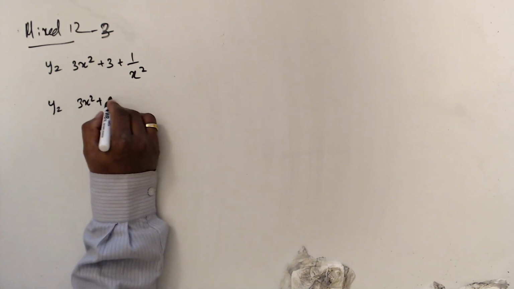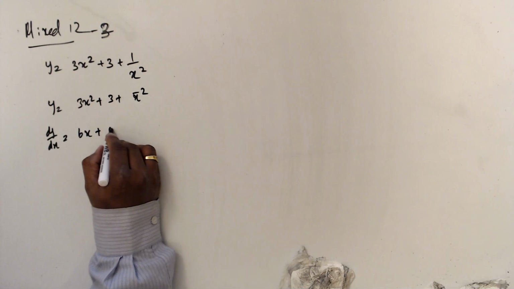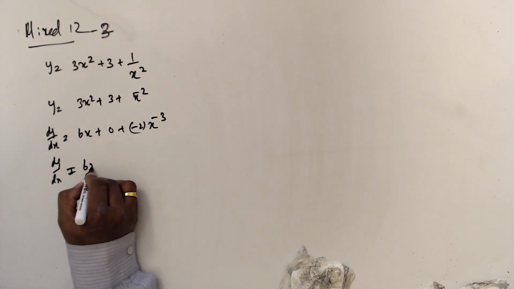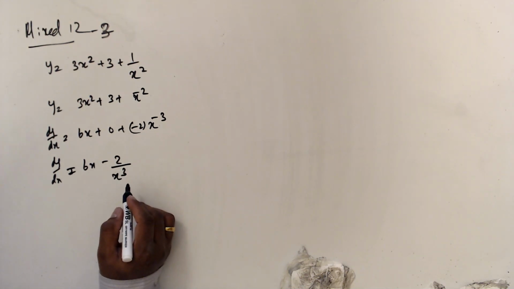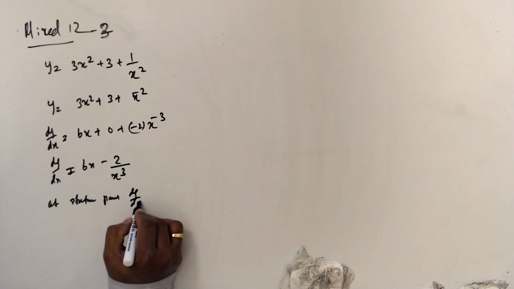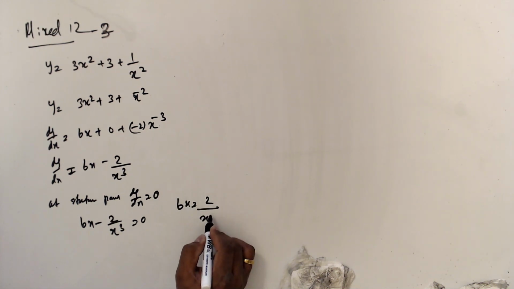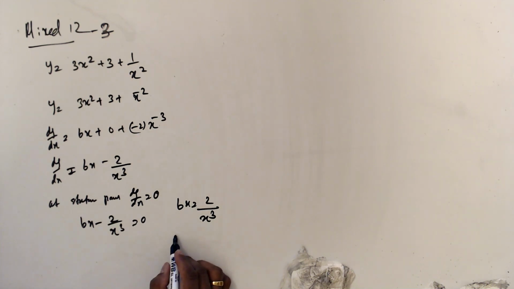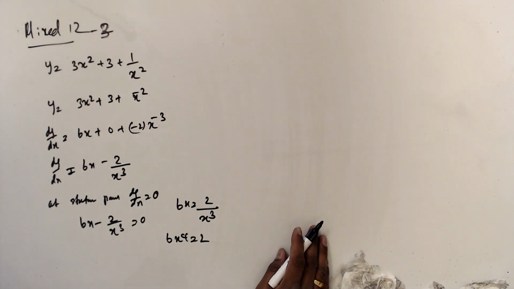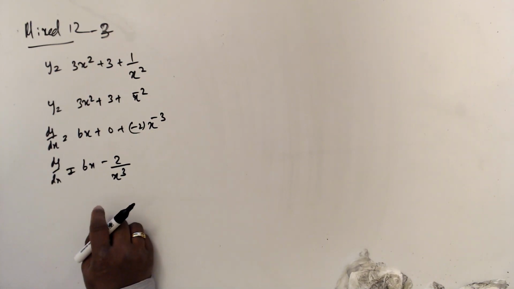Now first of all find dy/dx. Then dy/dx equals 6x plus 0 plus minus 2 times x to the power minus 3. So dy/dx equals 6x minus 2 over x cubed. At a stationary point, dy/dx equals 0, so 6x minus 2 over x cubed equals 0, so 6x equals 2 over x cubed, so 6x to the fourth equals 2. Actually, we don't need to find the stationary point. This is enough. We want to find the gradient at some points.